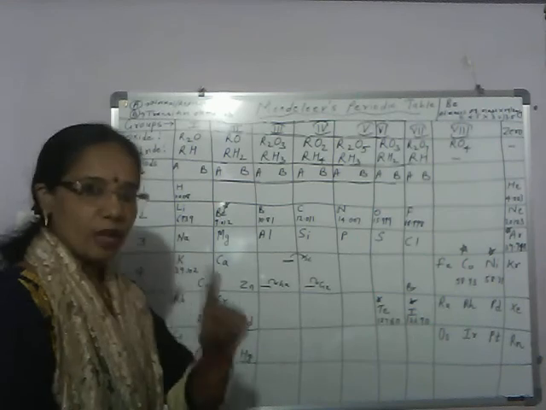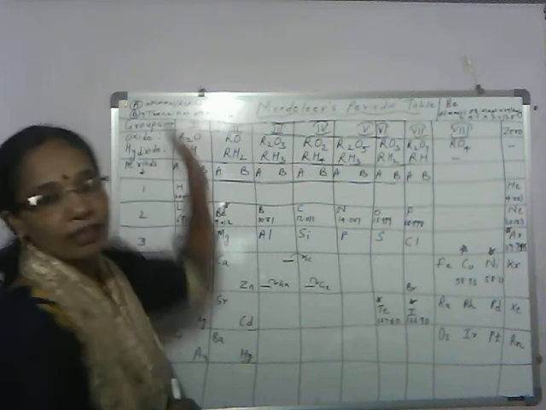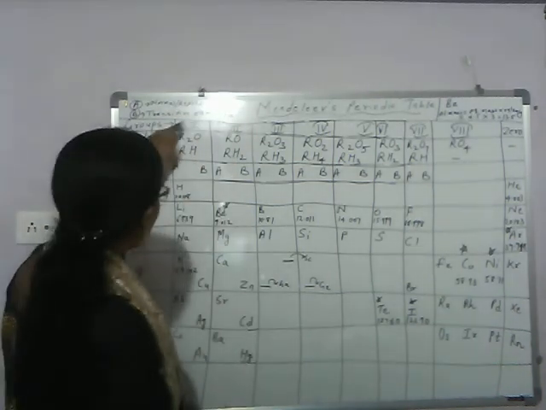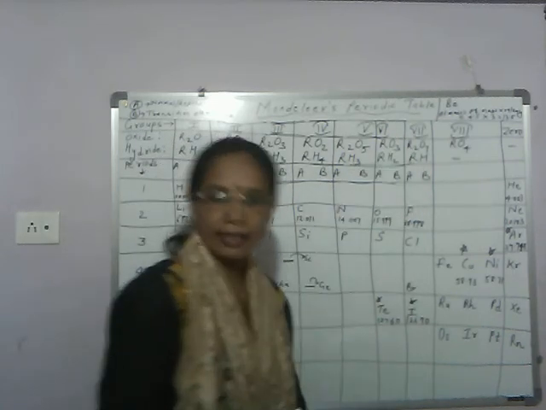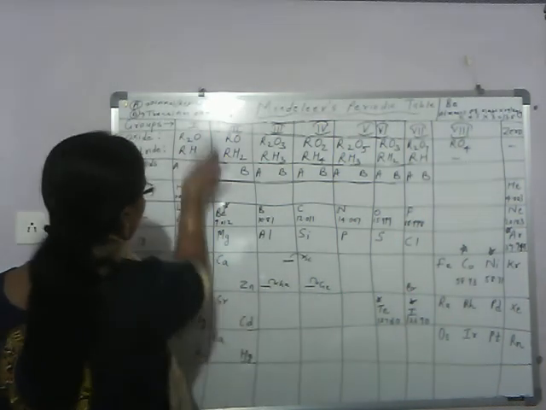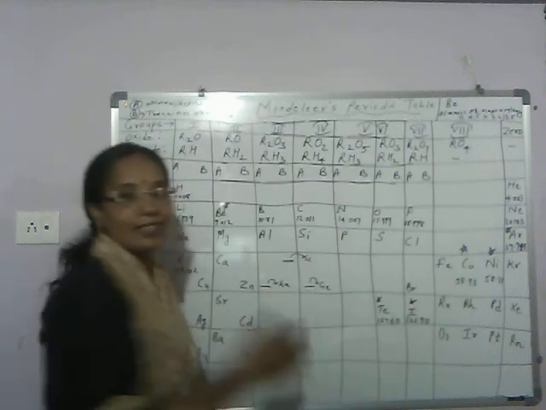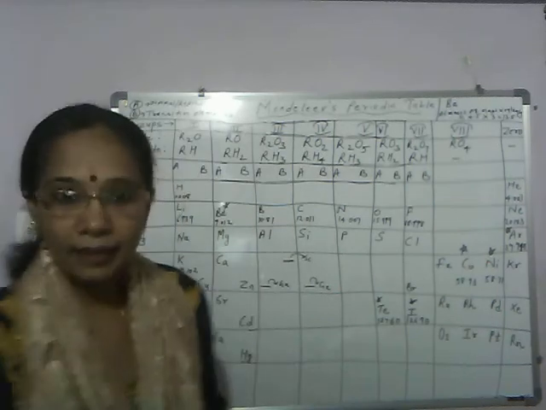So all the elements which are placed on the left hand side of each group, they are called normal or representative elements. Means subgroup A elements are called normal or representative elements. Means 1A, 2A, 3A, 4A, 5A, 6A, 7A elements are called normal or representative elements. And all the elements on the right hand side of each group, means 1B, 2B, 3B, 4B, 5B, 6B, 7B, these are called transition elements. And group 8 elements are also called transition elements.